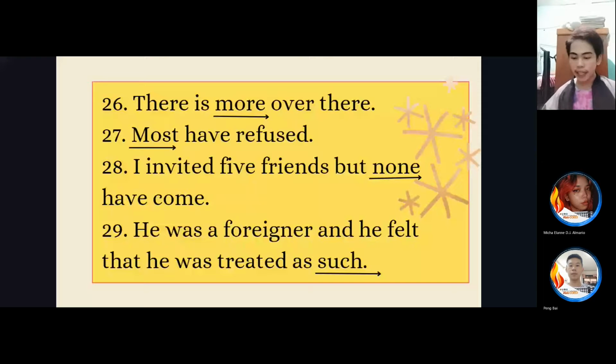So for our activity for today, I am expecting all of you to now be able to use indefinite pronouns appropriately. Next slide, please.